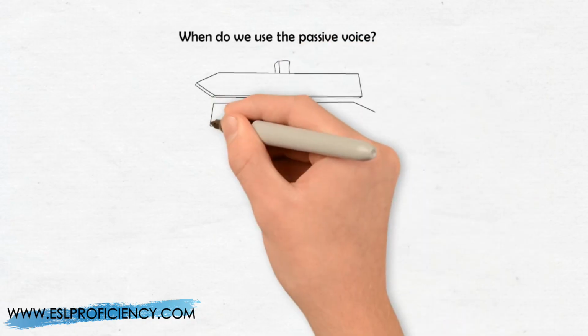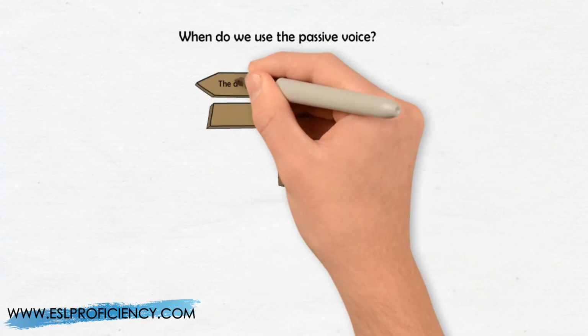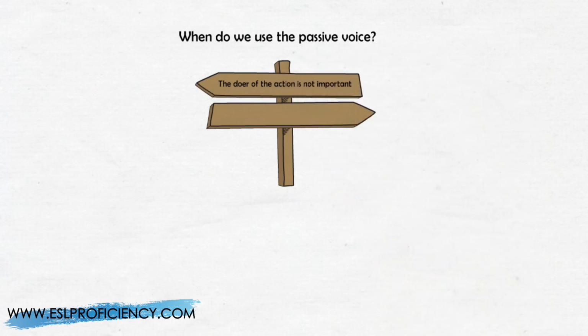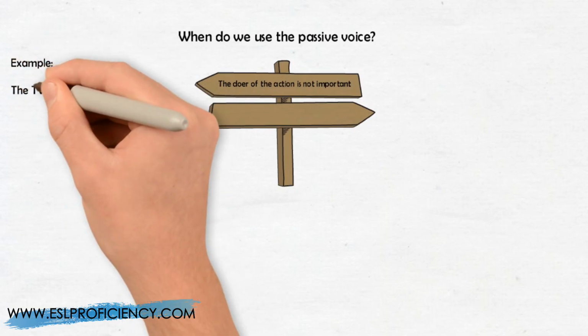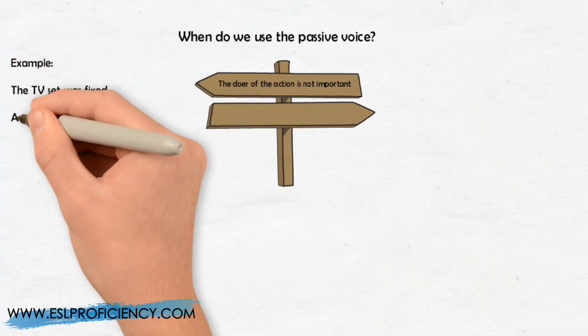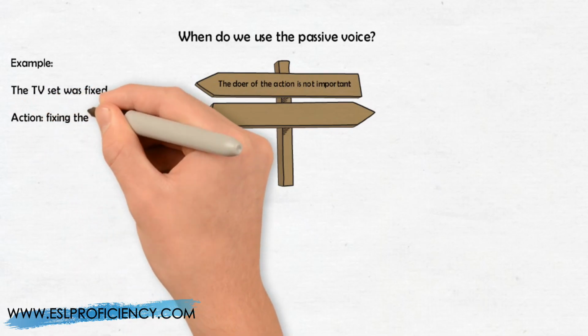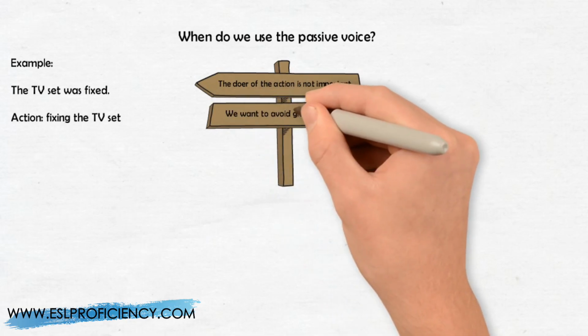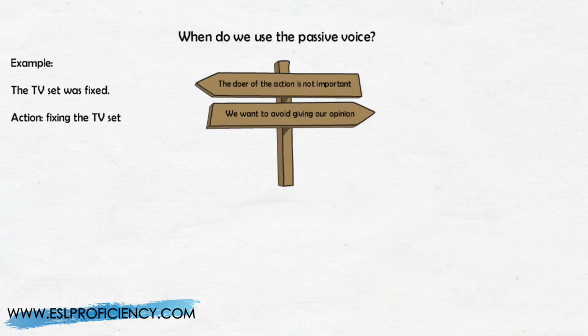Number 1. When the doer of the action is not important because we want to focus on the action itself. For example, the TV set was fixed. In this sentence, we just want to focus on the action, which is fixing the TV set. Number 2. When we want to avoid giving our opinion.